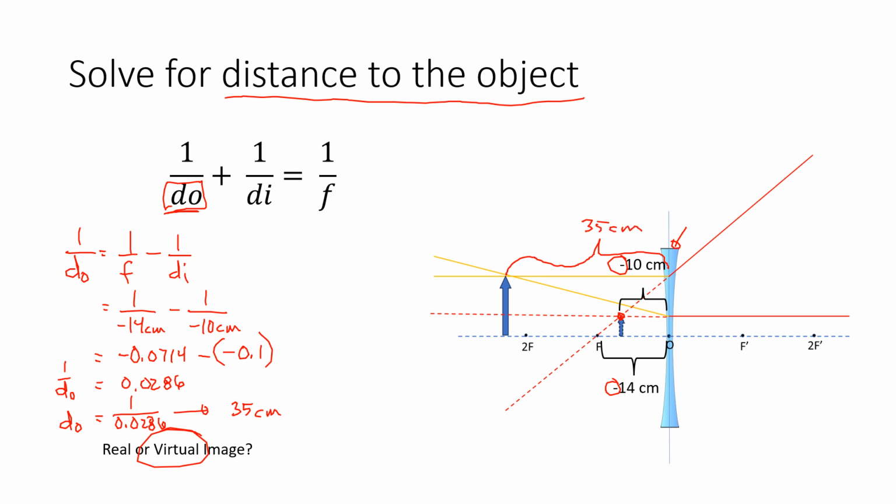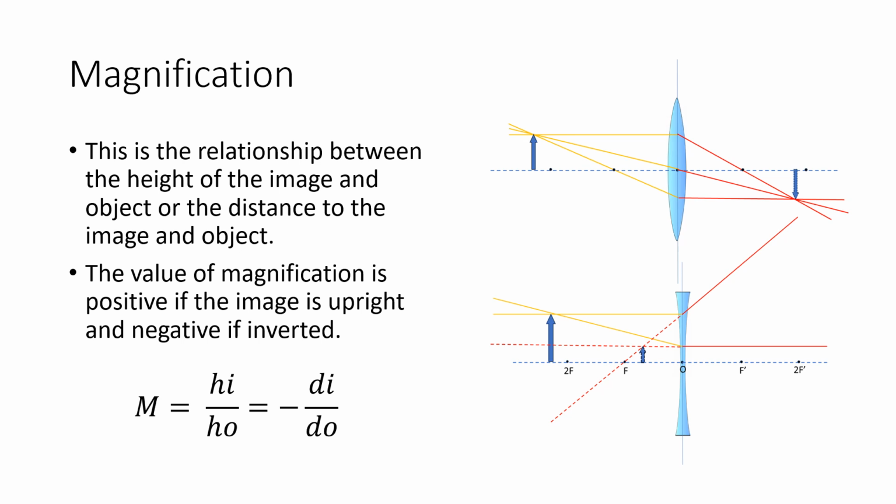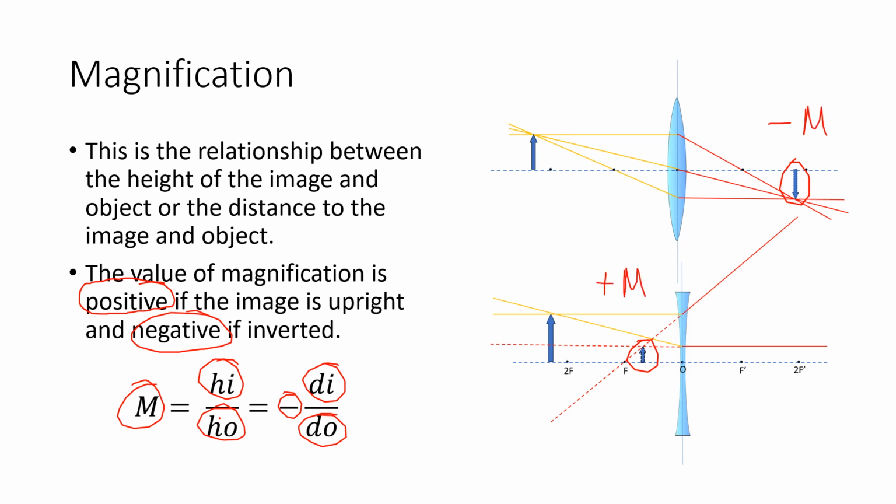Alrighty, let's see what else we got here. All right, so our next relationship that we're going to look at is the one that gives us the magnification. Use a big M to represent that. And so magnification is the relationship between the height of the image versus the height of the object, or you can do the distance to the image over the distance to the object. And with that one, it's a negative value. So you're going to end up with a value that is positive if you have an upright image, and negative if it's inverted. So this would be a positive M for this guy and a negative M for this guy.